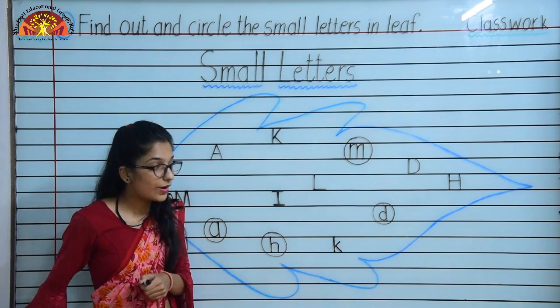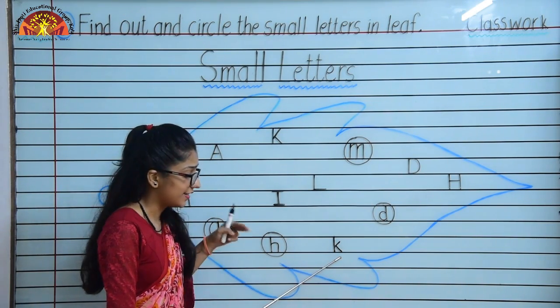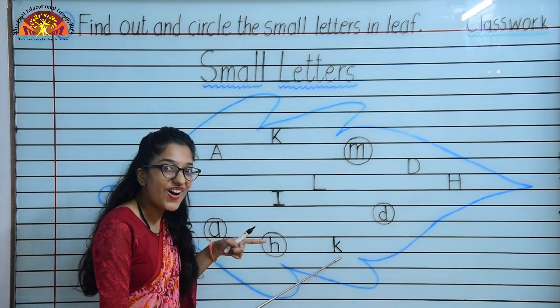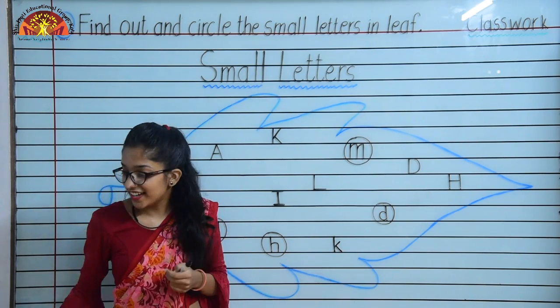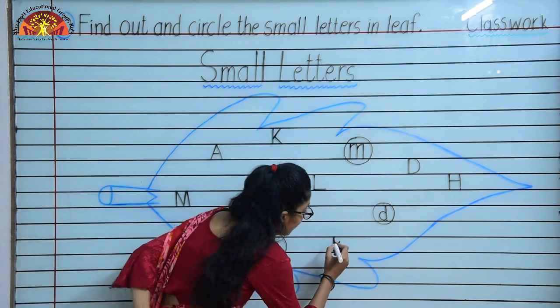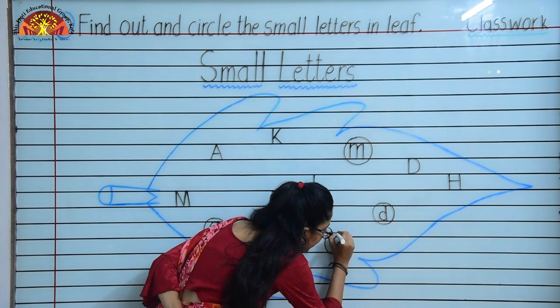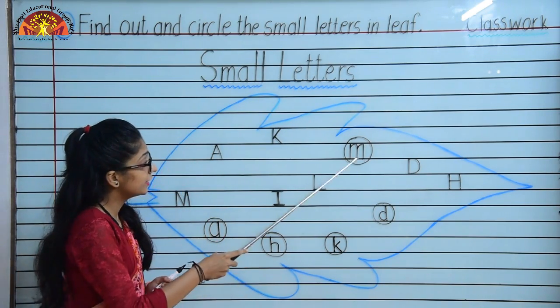Now move to next one. Now tell me, which letter is this? Is it small or capital? Yes, this is small letter K. So we have to circle on this letter. So let's do it. Yes, like this. Okay kids, let's see small letters.